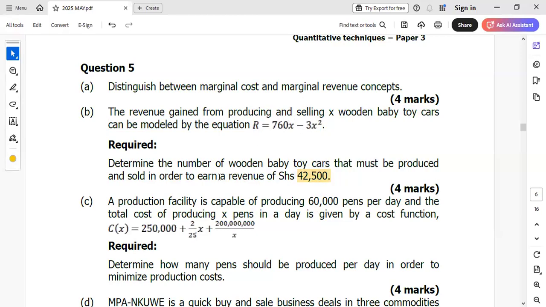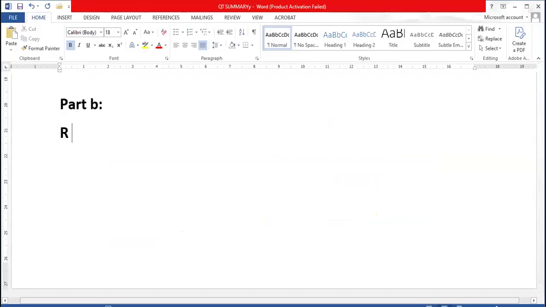Like these questions, sometimes I look at a question and I say, how? Indeed, here the examiner wanted people to pass. So here you're given R as 760x minus 3x squared.